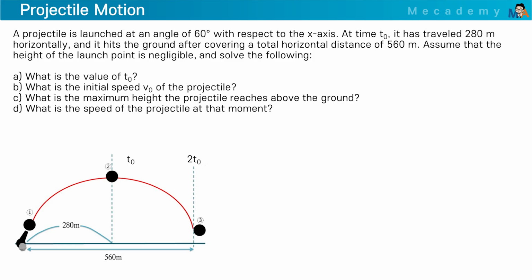So, a cannon fires a projectile at an angle of 60 degrees with the x-axis. At time t0, it went 280 meters along the x-axis, and when it reached a total of 560 meters, the projectile fell back to the ground, so it means the projectile was at its peak at 280 meters along the x-axis and then fell down. Got it? Now let's assume the cannon's height can be ignored and solve the problem. While the cannon has some height, it's less than 1 meter, so we'll ignore it, because the total distance is 560 meters, right? So, A, what is the value of t0?